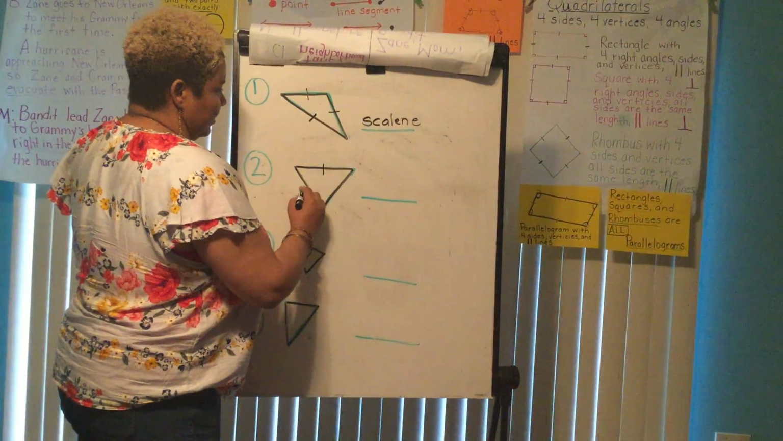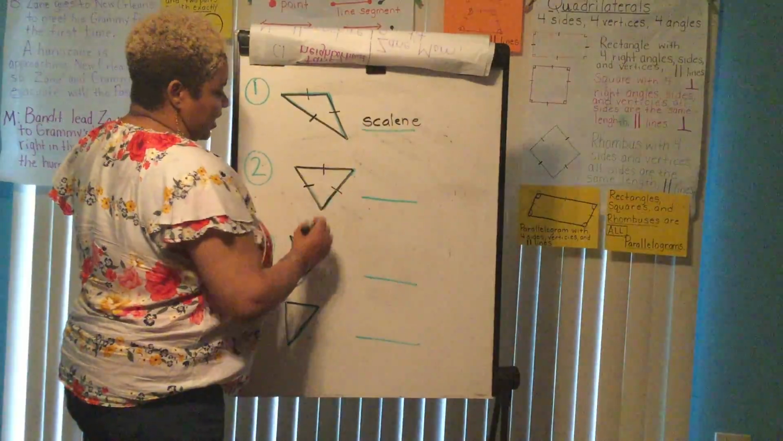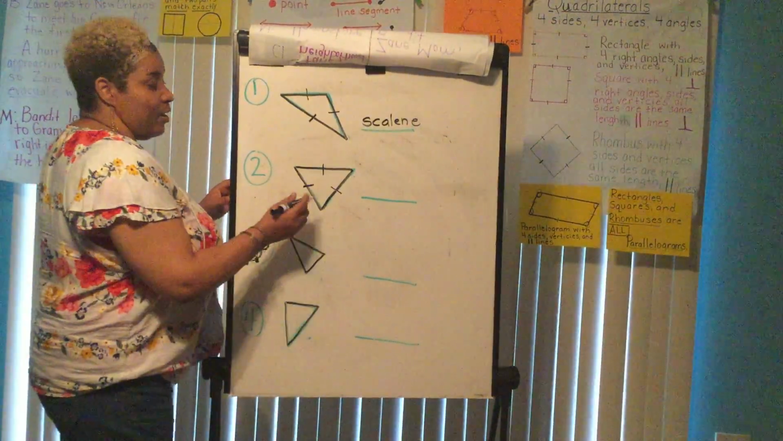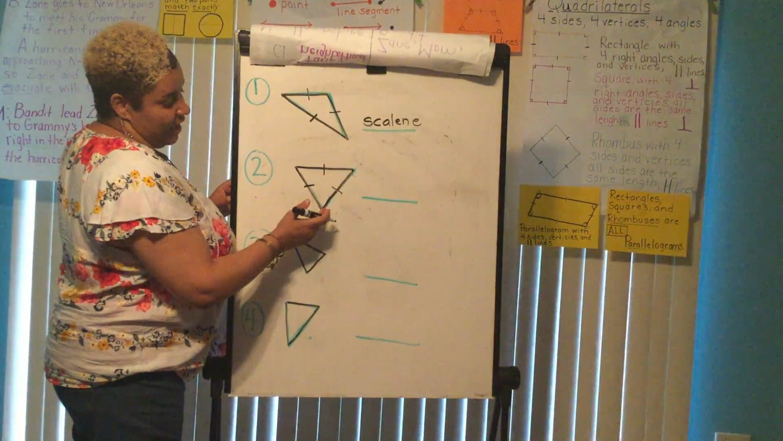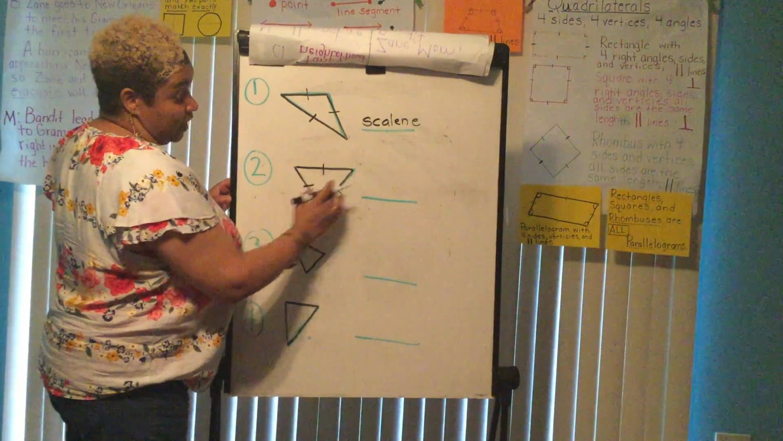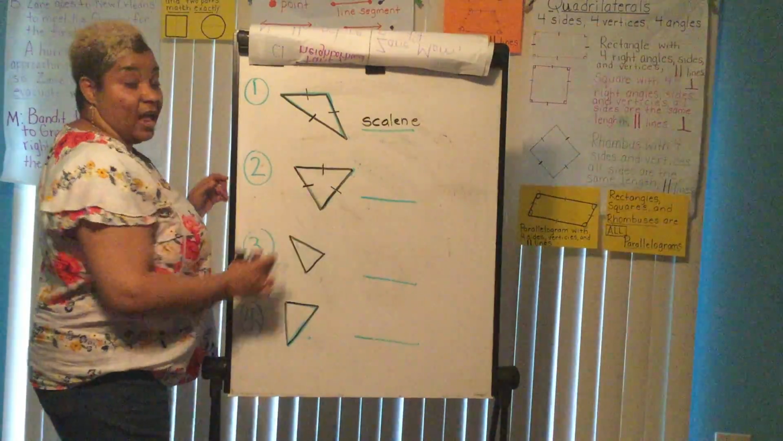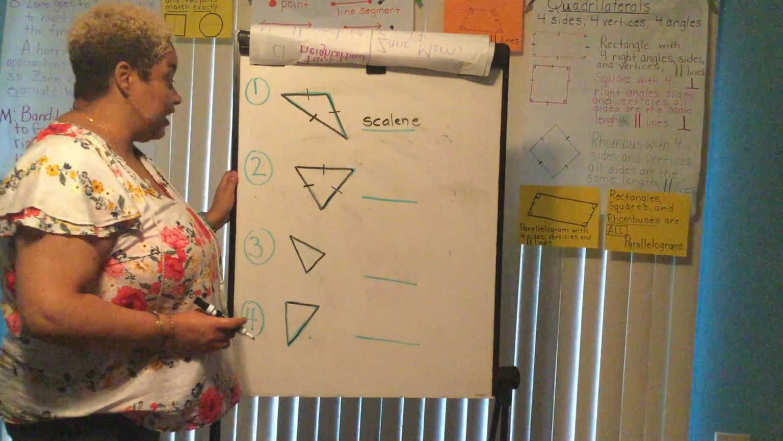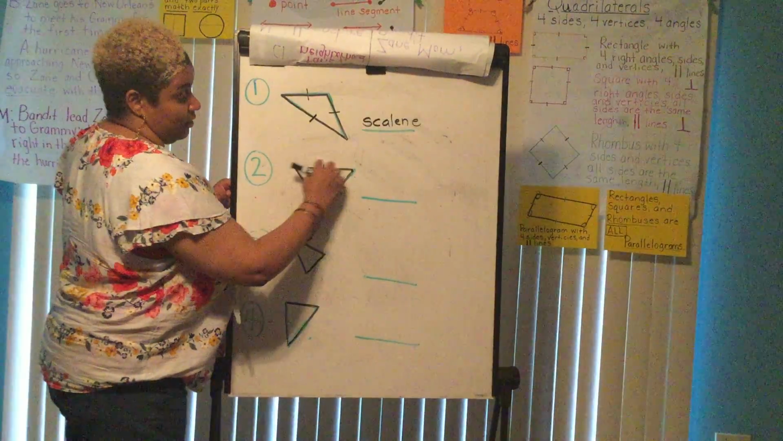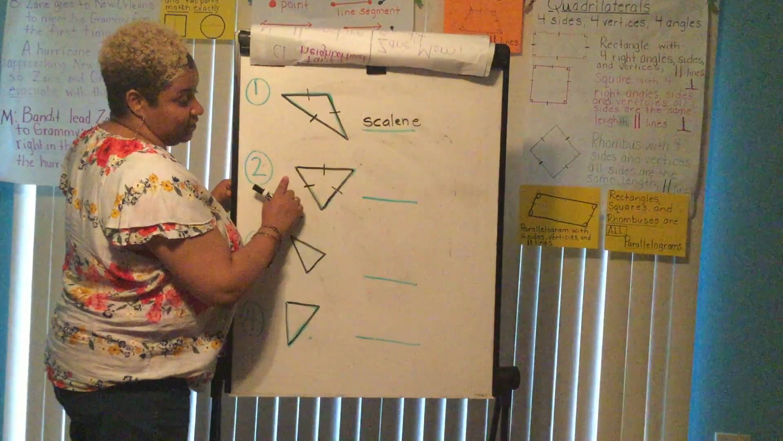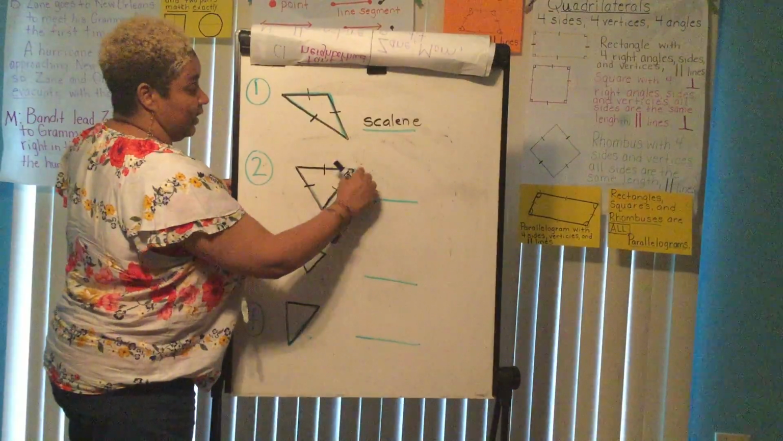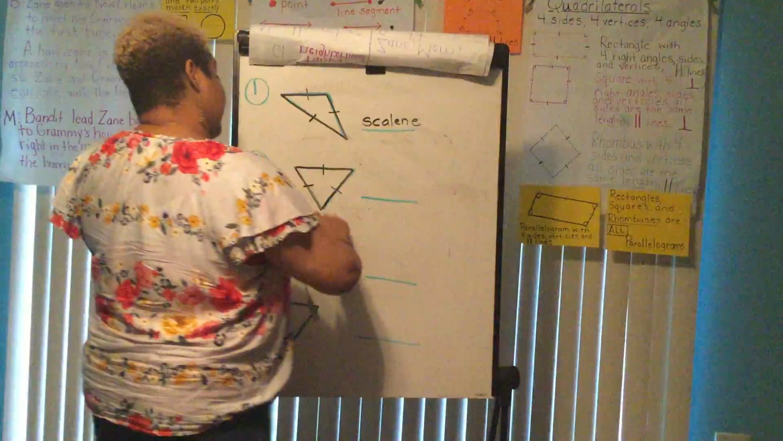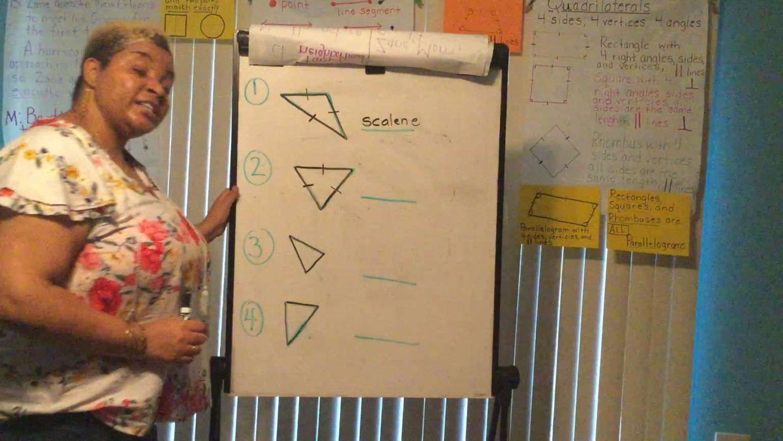This side, this side, this side. They all look to be the same. Now remember, I'm not looking at it like that. I'm looking at it upside down. Or even if I did look at it like that, all the sides are the same. I can look at my triangle like that. All my sides are the same. I can look at it like this. All my sides are the same. I can look at it like that. All my sides are the same.